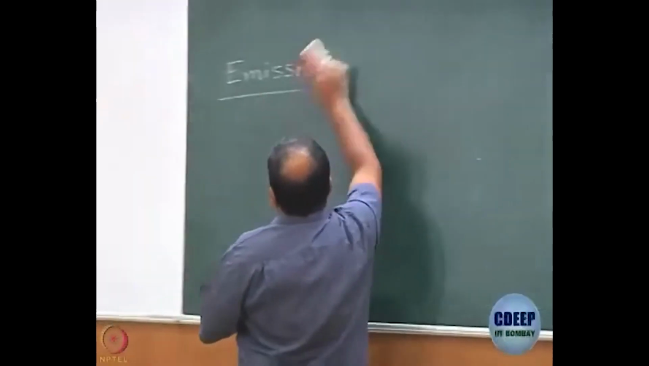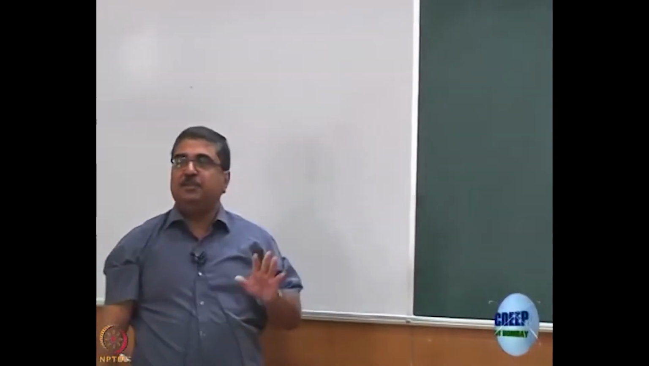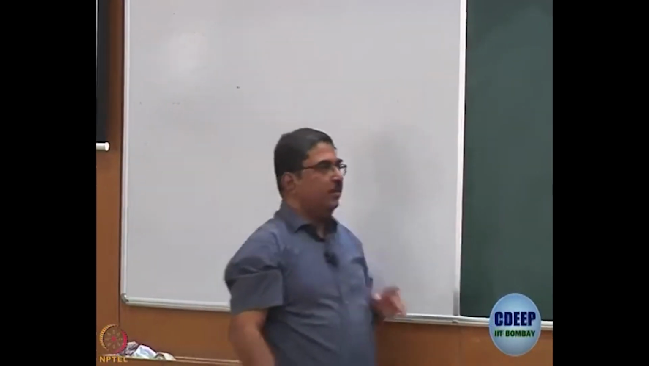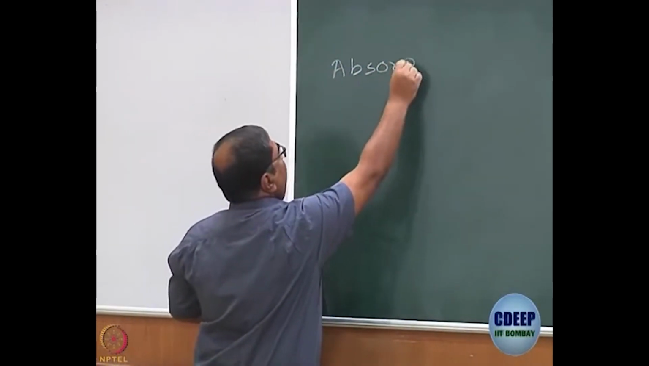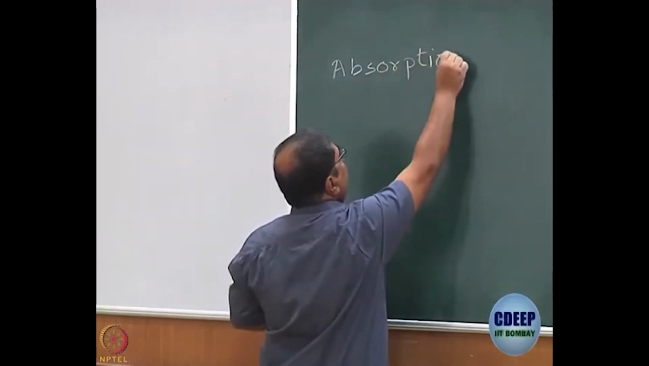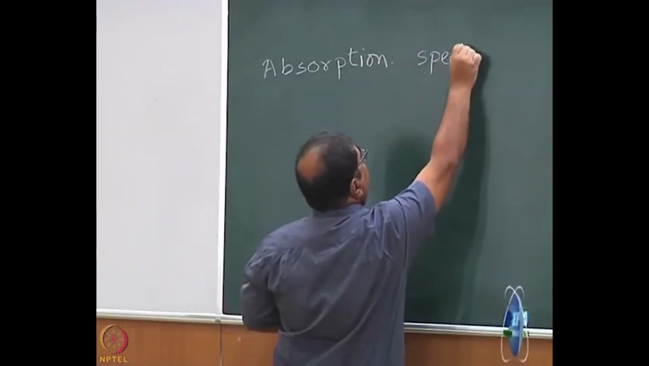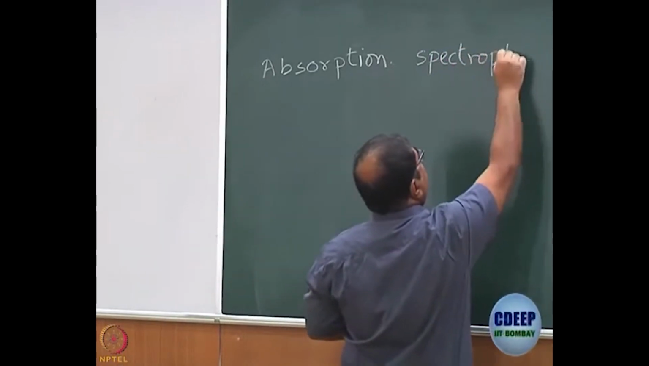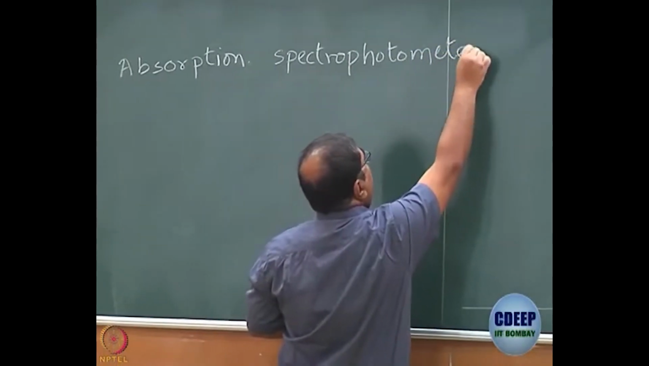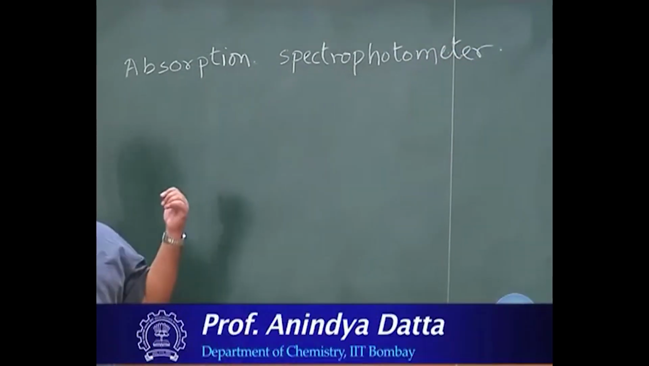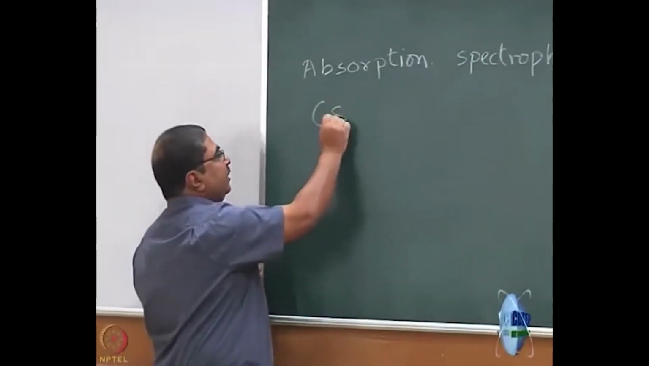Now that the parameters of absorption and emission are well defined, let us go over and try to understand how the actual measurements are made. To do that, let us first draw the schematic of an absorption spectrophotometer. And the kind of spectrophotometer we are going to describe here is called a split beam spectrophotometer.